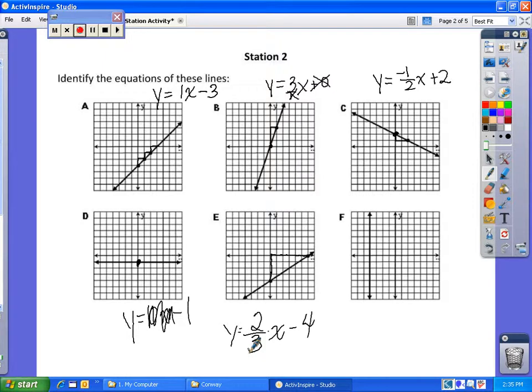Okay? Last line, it's a vertical line. We talked about these today. Can't write an equation for vertical lines, because the slope is undefined. Because it's not a function, it does not pass the vertical line test. However, -1, -2, -3, -4, it passes through -4 on the x-axis, so therefore it's x equals -4. It's written in terms of x equals.